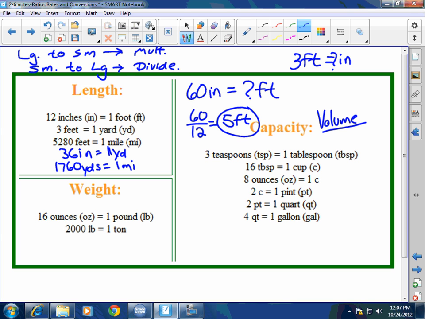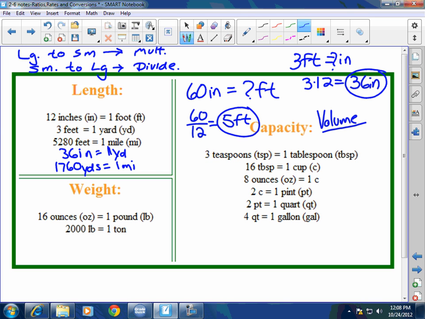Am I going large to small or small to large? Large to small, because feet are larger than inches. When I go large to small, do I multiply or divide? Multiply by the conversion factor. What's the conversion factor with feet and inches? 12 inches in a foot. So 3 times 12 would equal 36 inches. Does that make sense, boys?